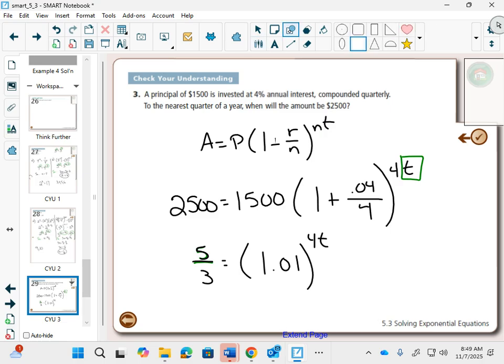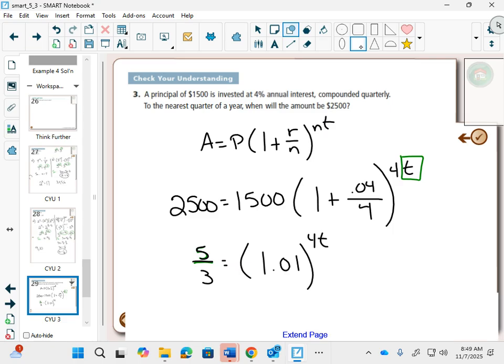Question. Is 1.01 on the powers chart for mental math that we did? Absolutely not. So at this point, we do not have the skills to solve this. Other than the fact that we could guess, right? I could take out my calculator. I could check.